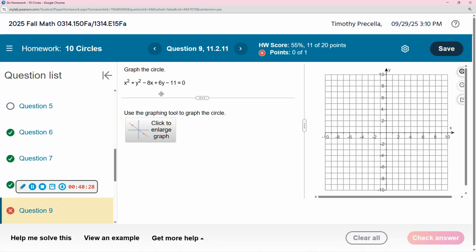X squared plus y squared minus 8x plus 6y minus 11 is equal to 0. Notice the constant is over there on the left-hand side too. We're going to have to move that constant over to the right-hand side in order to get it in center radius form.